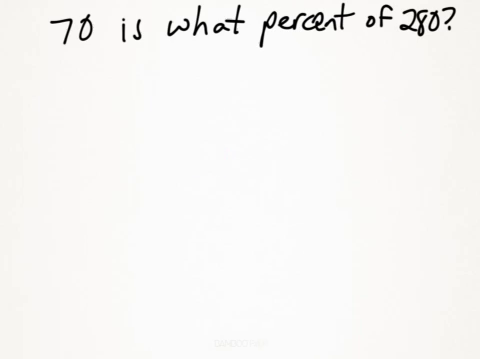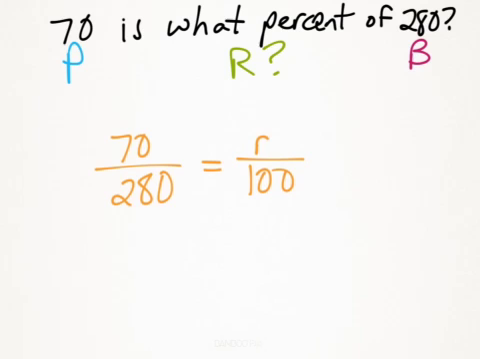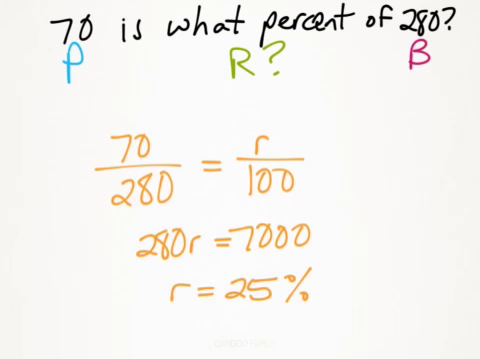Here's another example that you'll see in the book. 70 is what percent of 280? There's the P. 70 will be P, the percentage. 280 will be our base. So we're going to be looking for R. Here I've set it up: 70 over 280 equals R over 100. Cross multiply. And I divide both sides by 280 and I get 25% for my answer.